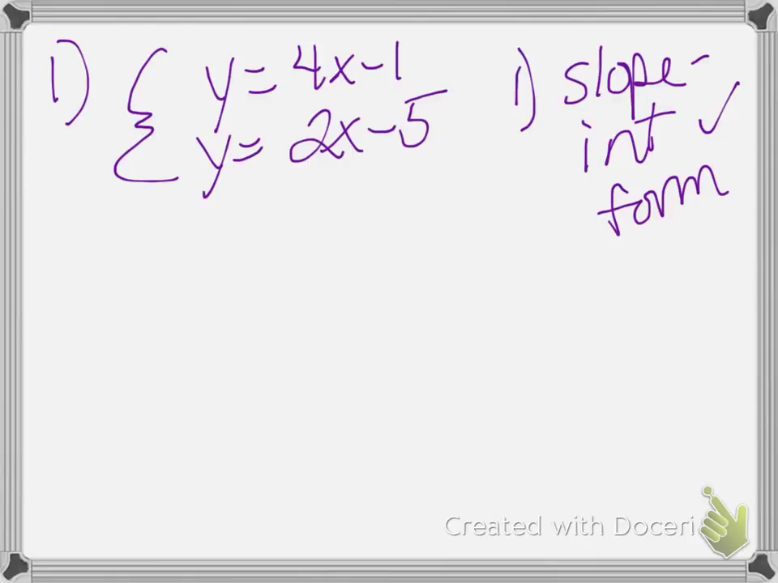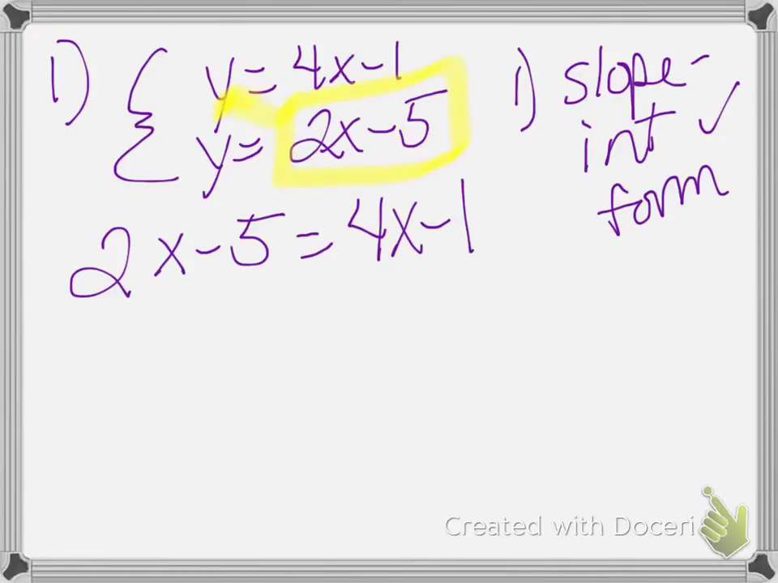So now we're going to take this equation and plug it into that y. Now you're going to plug that in, and that's going to become 2x minus 5 equals 4x minus 1. Now we're down to one variable, so we can solve this now.